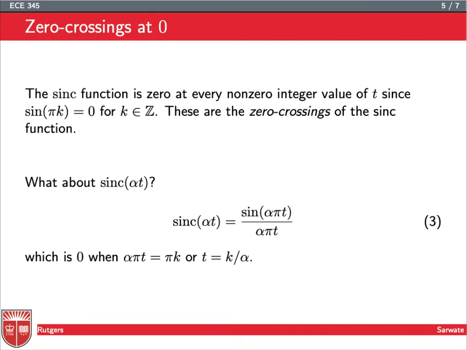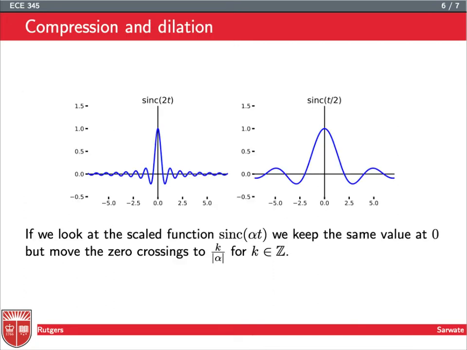Now what if I scale the function? If I look at Sinc of alpha t, that's sine of alpha pi t over alpha pi t. And that's 0 whenever t is a non-zero integer multiple of 1 over alpha. It's pretty straightforward, and easier to see in a picture. Here's our Sinc function. We can get a thin, wigglier octopus, or a wider, more stately, slow-moving octopus, depending on whether we multiply by 2 or divide by 2 in the time function. So we can see that the zero crossings move to k over alpha.